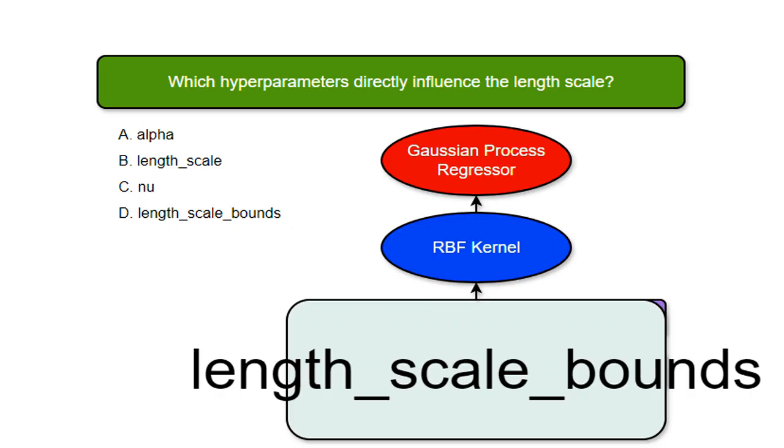The radial basis function, RBF, kernel is a mathematical function used in machine learning, specifically within Gaussian processes to model relationships between data points. I consider it a critical component for measuring similarity or distance between points. It plays a critical role in creating smooth predictions and estimations.